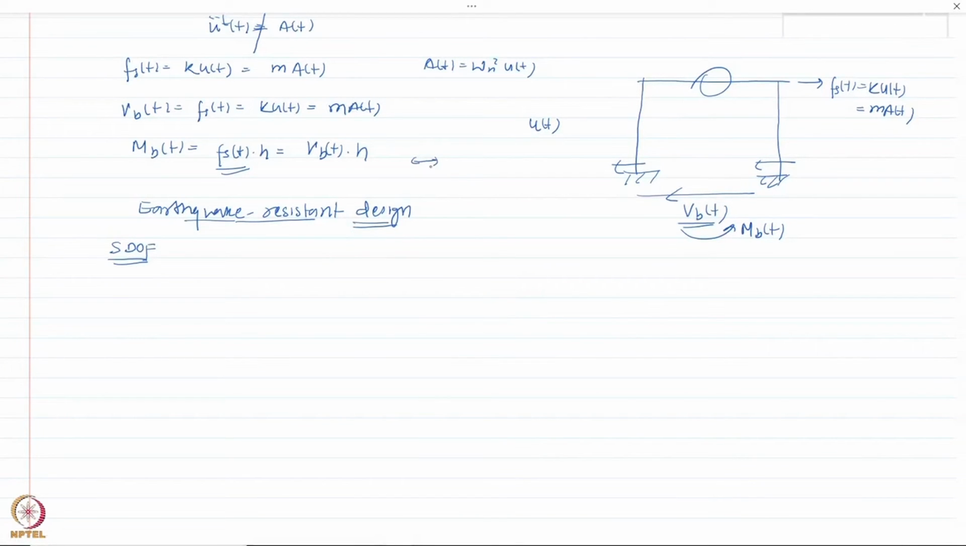So what do we do? Also, if a structure is experiencing several magnitudes of forces, typically we design a structural member for peak forces. So if somehow I can find out the peak values of the response quantities, I don't have to go ahead and do the numerical analysis every time.